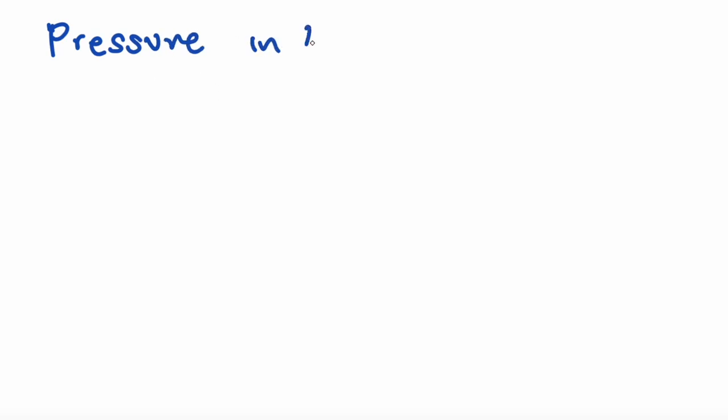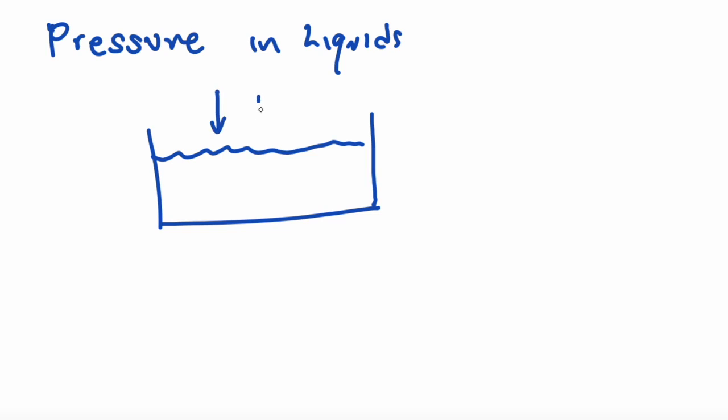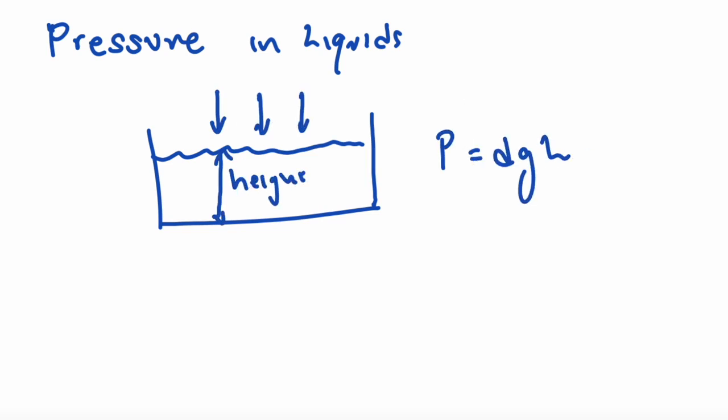Pressure in liquids. The pressure acts down on the object and increases with the depth. The formula for pressure in a liquid is density times gravity times height.